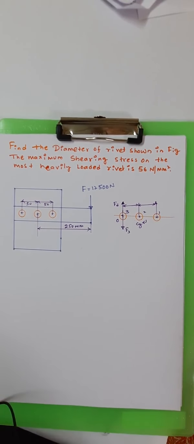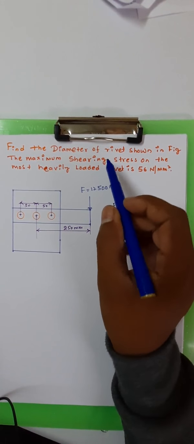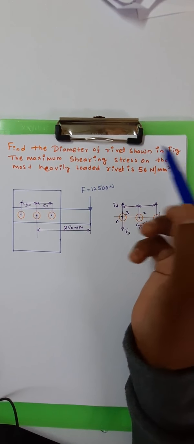We'll solve one more problem which is based on riveted joints. First, let us understand the given problem. This is one of the horizontal group of riveted joint. Find the diameter of the rivet shown in the figure.